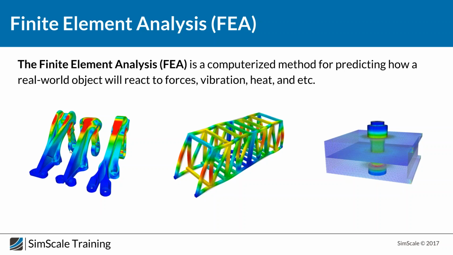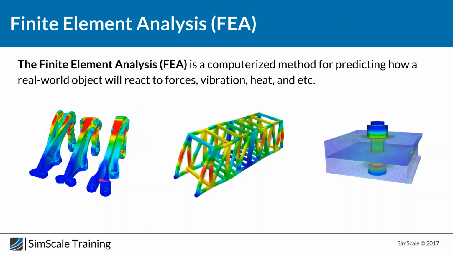So a load is applied. Let me show it to you. A load is applied here and here and here, and there our part is fixed. Then we calculate the stress, and these colors represent the stress. Red means a high stress and blue is a very low stress.